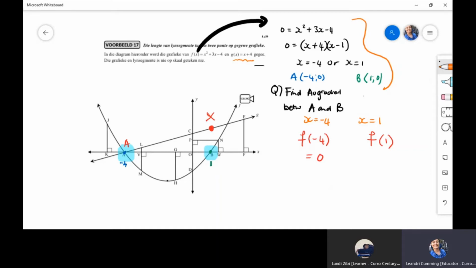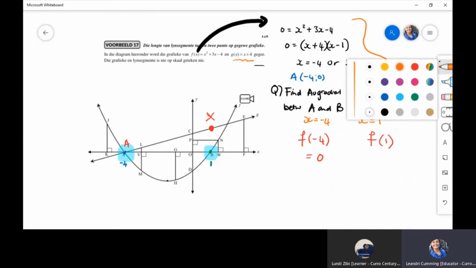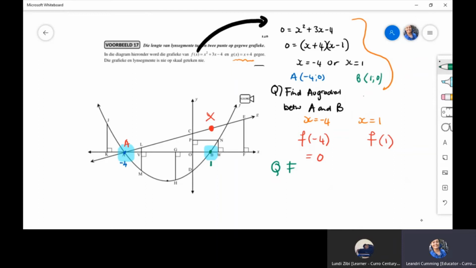So just beware, if we are asked, perhaps, find the average gradient between x at A and E, then we would have to find the coordinate at E, but E again lies on my straight line. So the gradient of this line is already 1 from what's been given. So it all depends on what information we have.